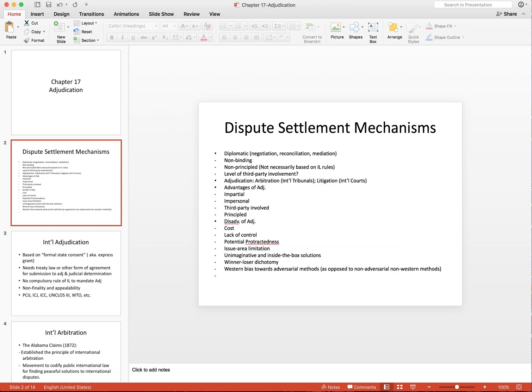Also, adjudication normally takes away imaginative, creative, outside the box solutions. Adjudication also has the disadvantage of creating winner-loser dichotomies. And some people have argued that there is Western bias towards adversarial methods present in adjudication, and this is contrasted to non-adversarial, non-Western methods that don't create these winner-loser dichotomies and the adversities that come out of them.